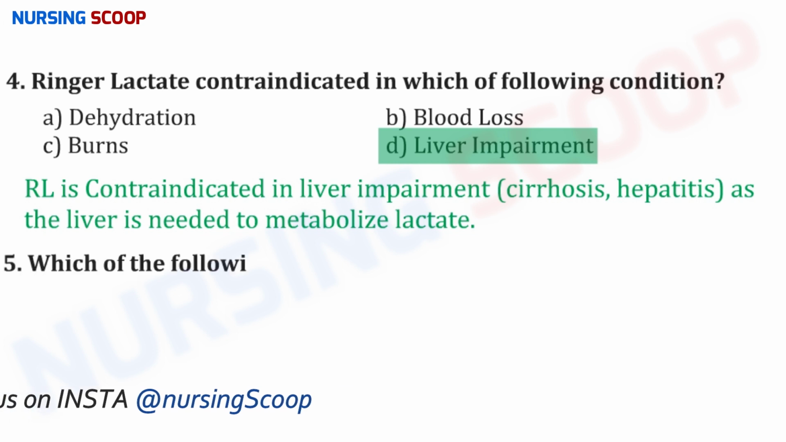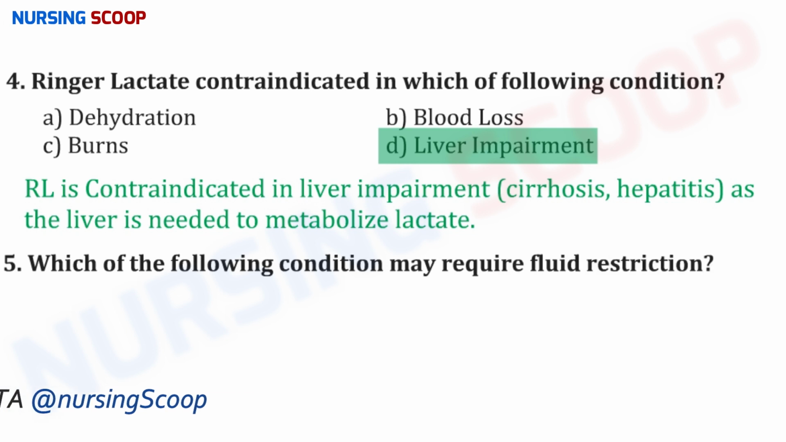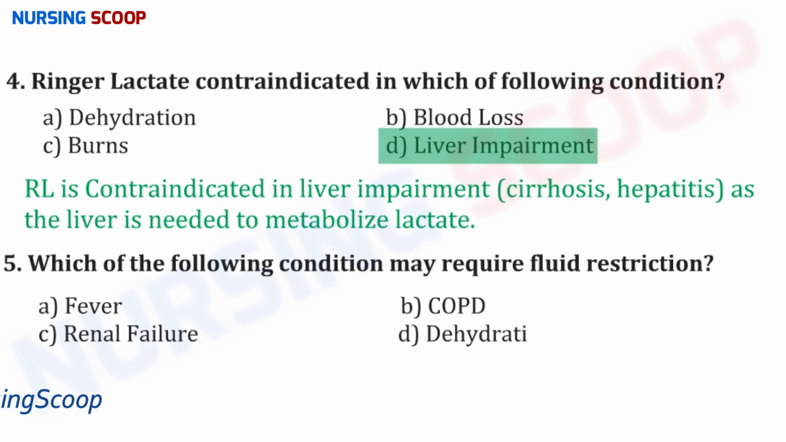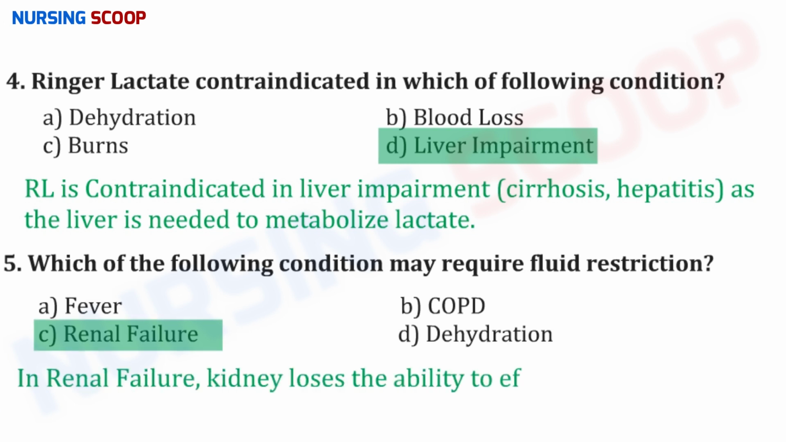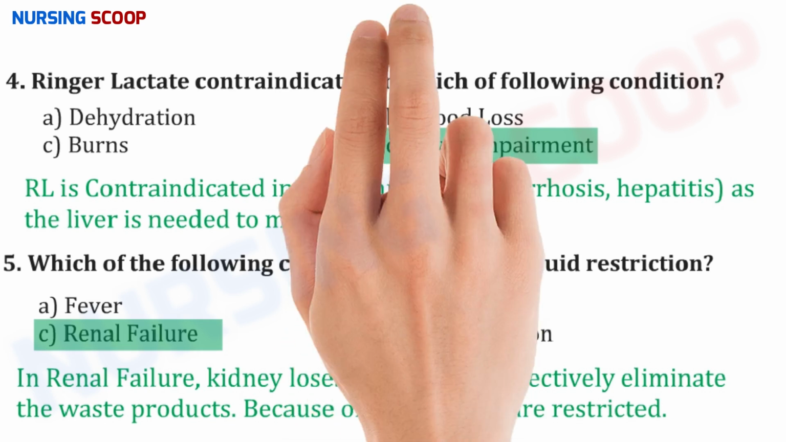So with this, moving to our next question. Which of the following condition may require fluid restriction? So here are the options: fever, COPD, renal failure and dehydration. So here the right option is option C, renal failure. So as we all know, in case of renal failure, the kidneys lost their ability to eliminate the waste products. So this is the reason why IV fluids are restricted. While in conditions like fever, COPD and dehydration, fluids are encouraged.